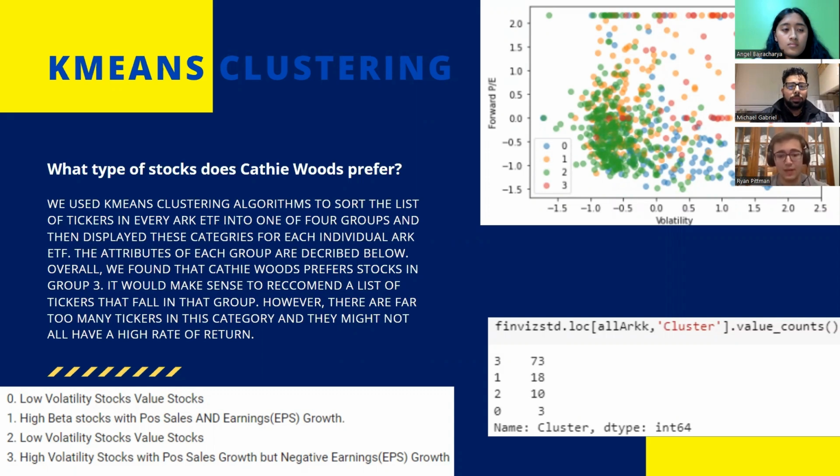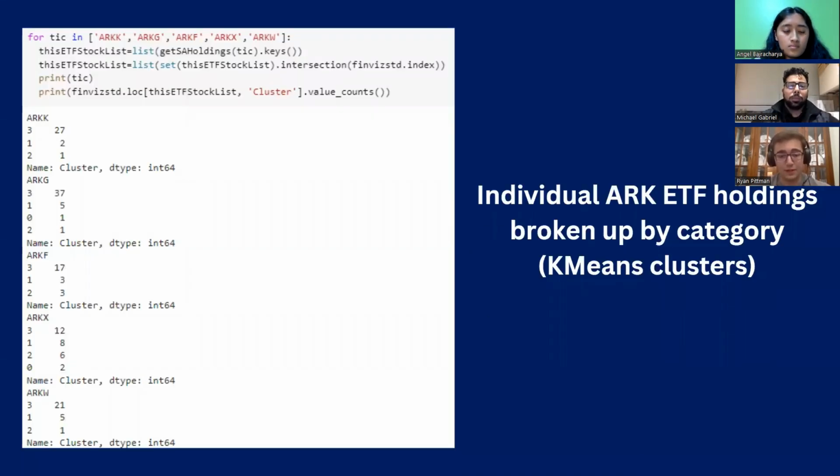Next, we wanted to see which type of stocks Kathy Woods prefers. After performing unsupervised learning techniques like K-means clustering, we learned that she prefers stocks from cluster 3, highly volatile stocks with sales growth but negative earnings, aka the kind of stocks that are performing terribly in today's economy. Here are the distributions of stocks based on each cluster among all of her ETFs.